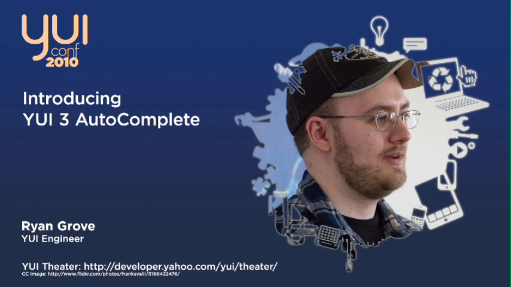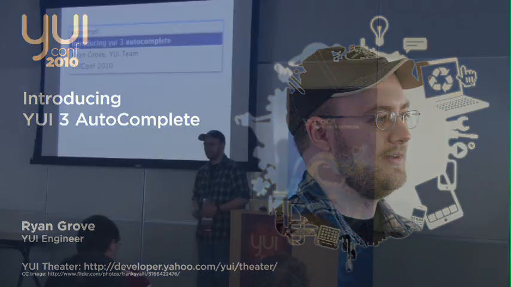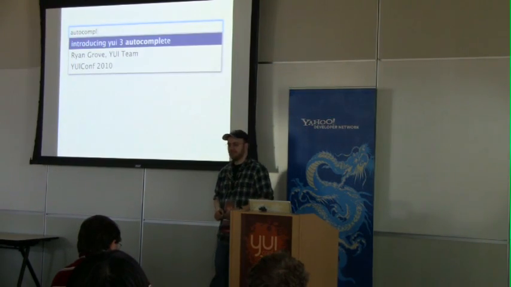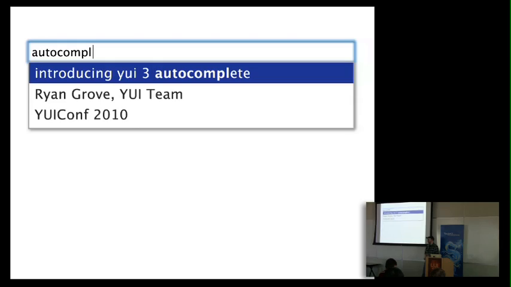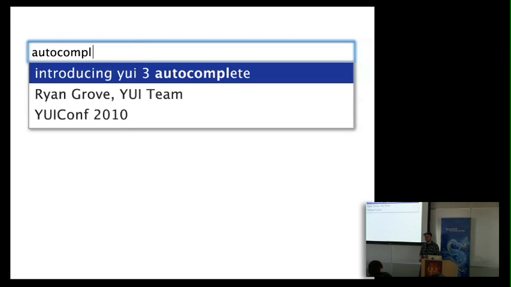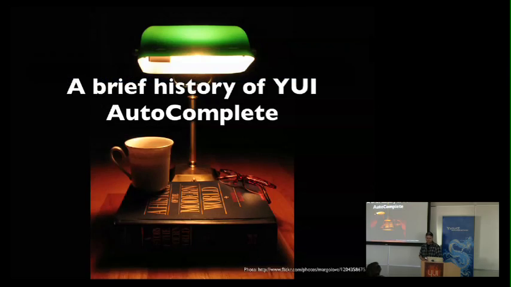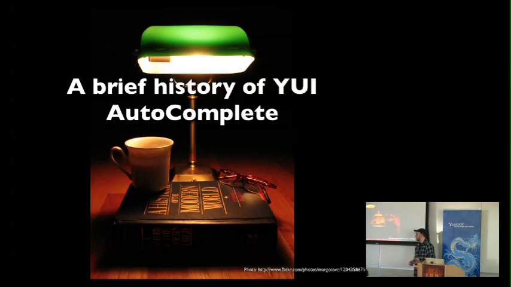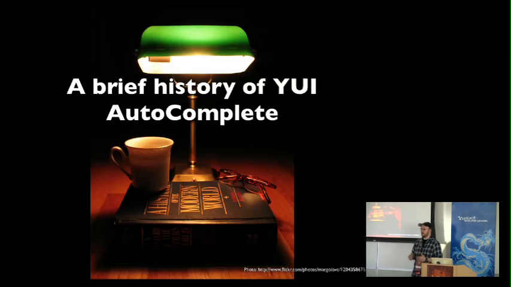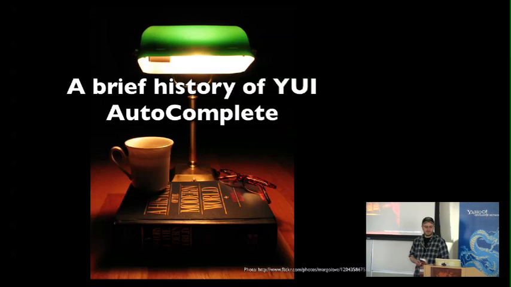So, YUI3 autocomplete. It's been a while in coming. Obviously, we're at YUI 3.3 now. Autocomplete first showed up in YUI 2. So why has it taken so long to get it in YUI 3? I'd like to start by giving you a brief history of autocomplete in YUI, just to tell you where we've come from and some of the things that we're building on in YUI 3 autocomplete.